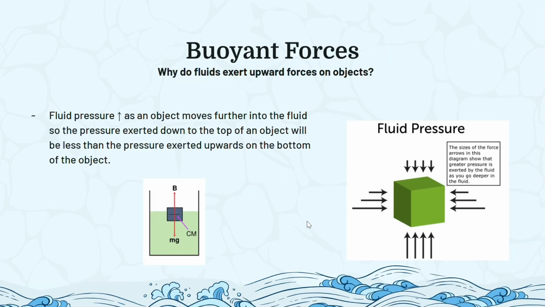So when an object or substance is put into a fluid, an upwards force is created. This is a buoyant force, and it is opposite to the vector for gravity. But why do fluids exert upward forces on objects? Well, when objects are submerged in a fluid, there is a pressure difference between the bottom and the top of the object, just like in the picture. Fluid pressure increases as an object moves further into the fluid, so the pressure exerted down on the top of an object will be less than the pressure exerted upwards on the bottom of an object.